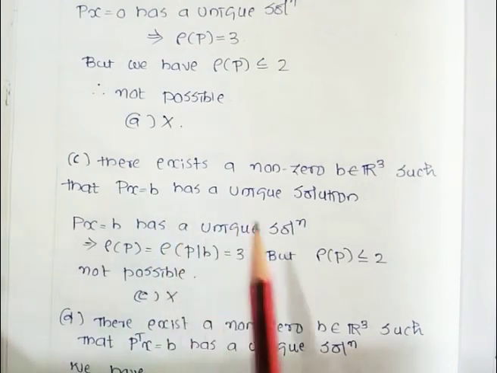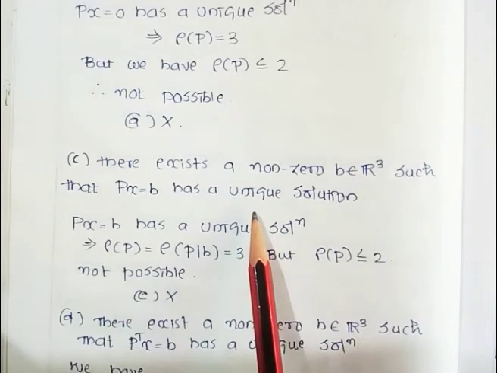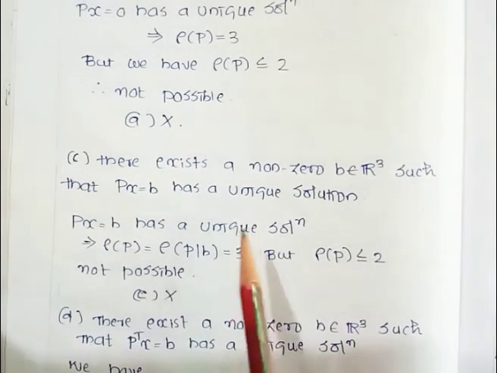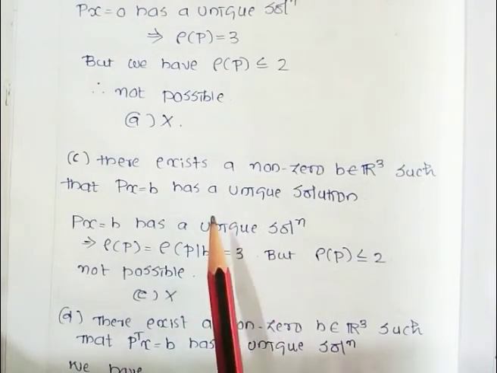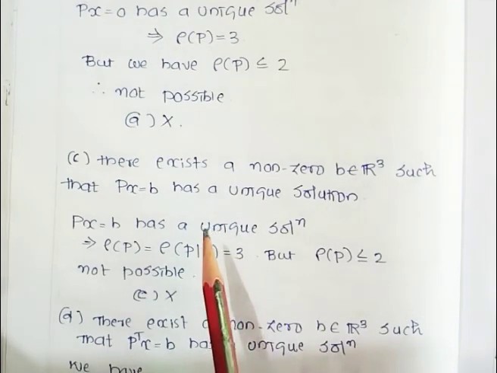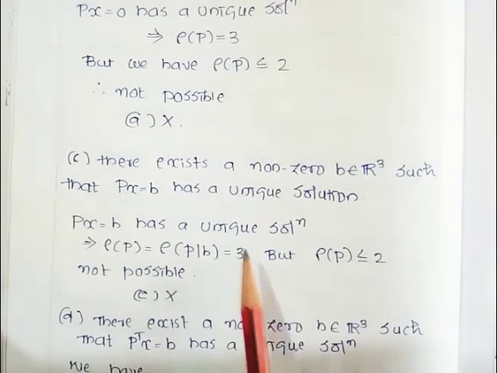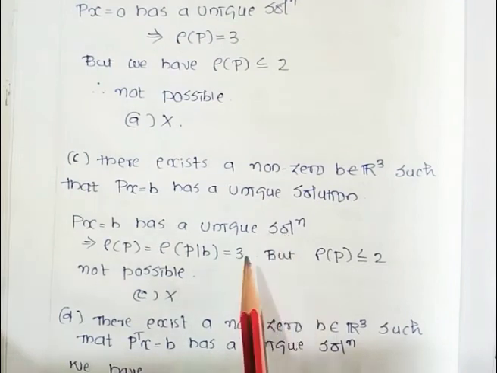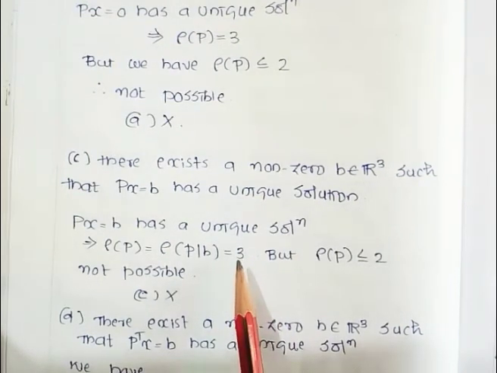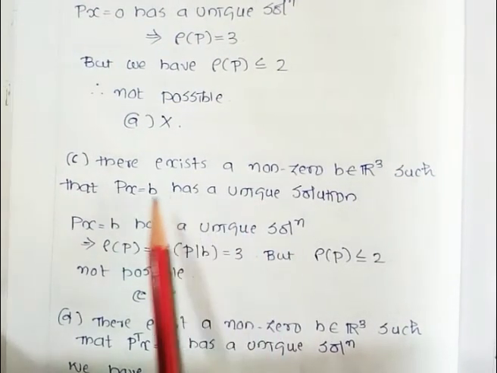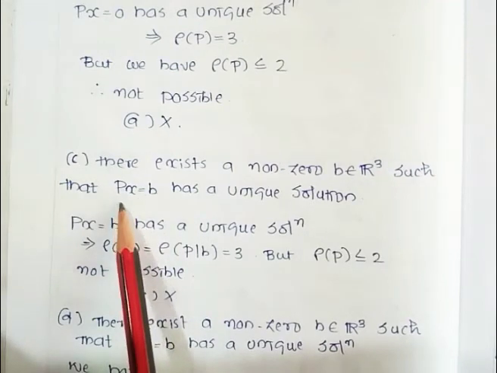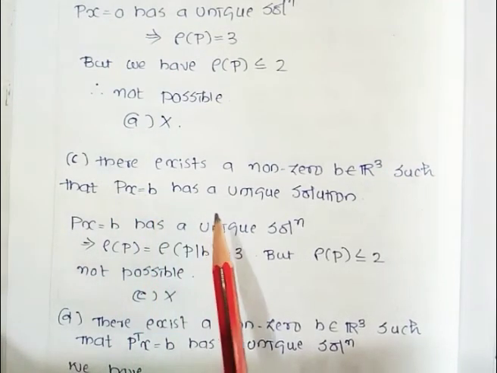So, which is also to say that the system has a unique solution. From our previous note, if it has a unique solution, then rank of P is equal to rank of the augmented matrix, which is equal to n, the number of unknowns. Here P is a 3 by 3 matrix, so the number of unknowns is 3. So we are again taking this statement, Px is equal to B has a unique solution.